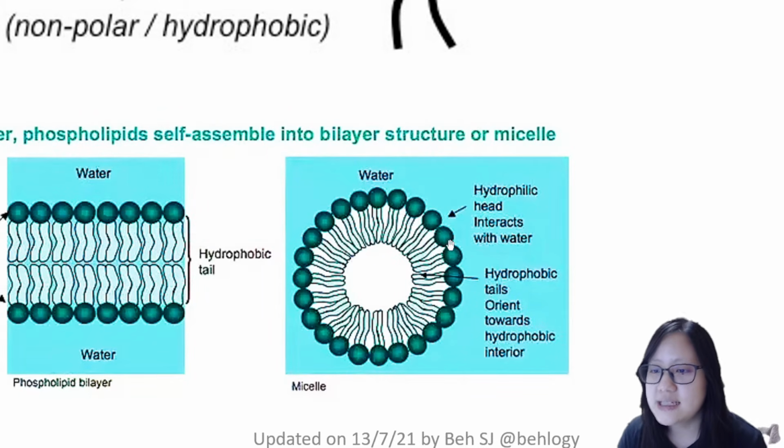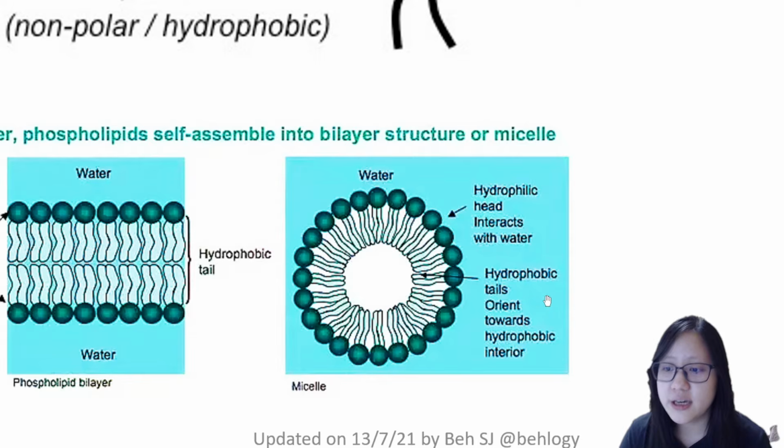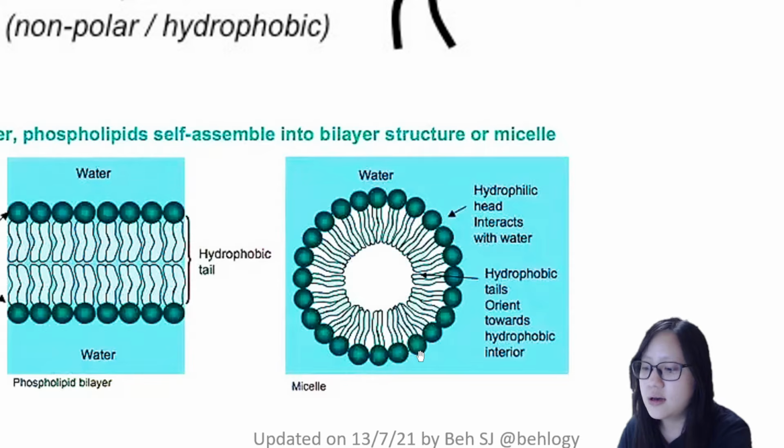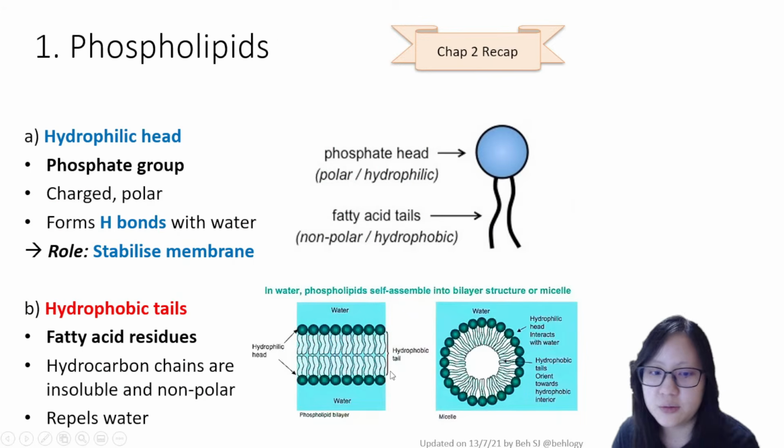it could form a micelle. The micelle here, you can see it's just one layer. It's not a double layer like this. And you can see how there is no water inside, because in the middle of the micelle is where all the hydrophobic tails direct to, so they repel water and point towards each other, whereas the hydrophilic head interacts with water. Sometimes in the medical world, they use this micelle structure to carry drugs inside of it and deliver it to patients. Some, not all. You can Google and learn more about that.